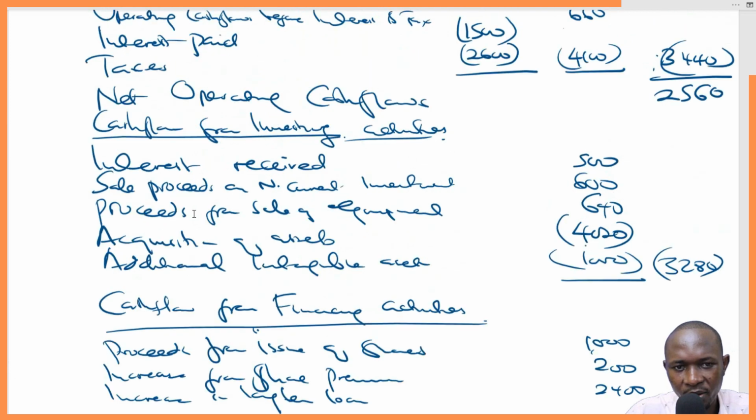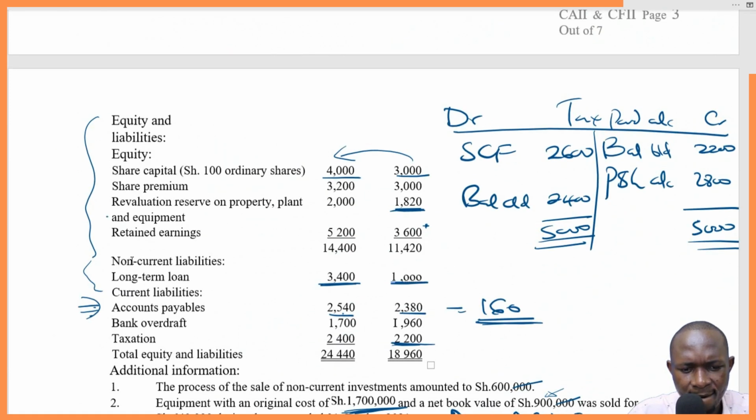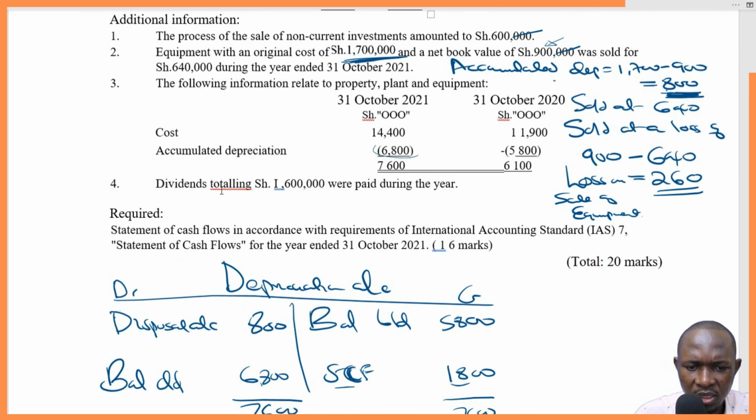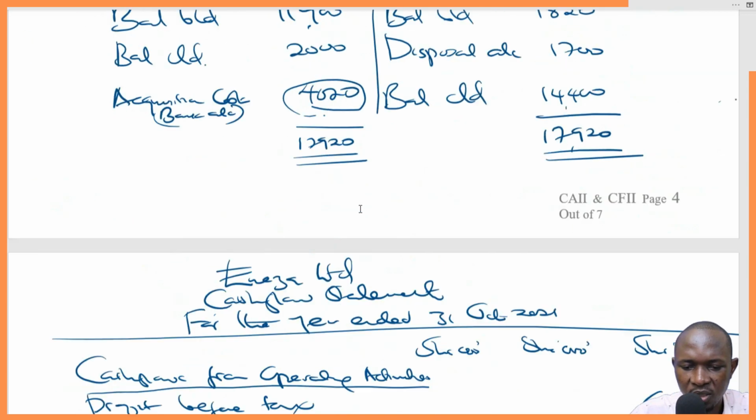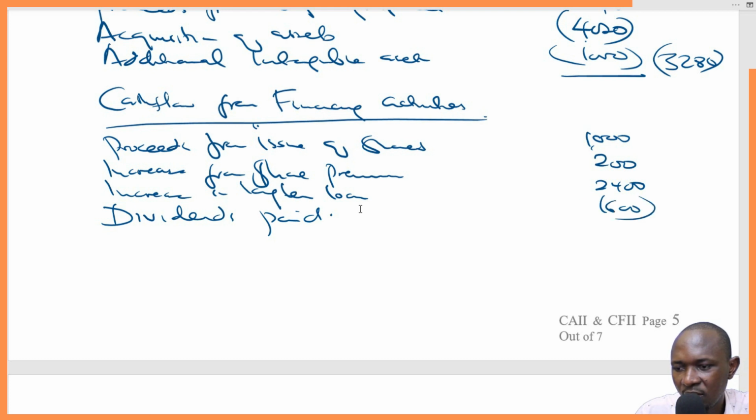Then let's see if we have any other thing. Yeah, there's nothing else. So there's also dividends. Dividends has to be captured under the financing. Dividend totaling 1.6 were paid during the year. So we simply come here and say dividends paid. So this is an outflow. So 1,600, we get rid of it.